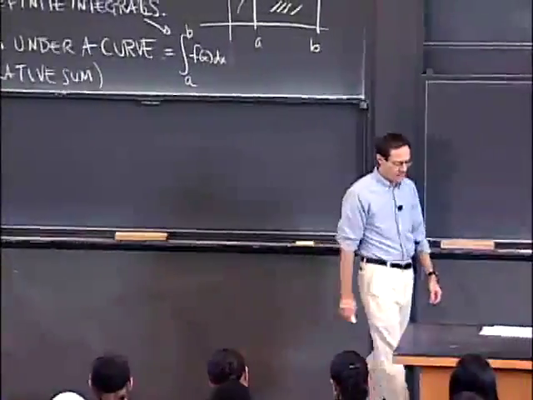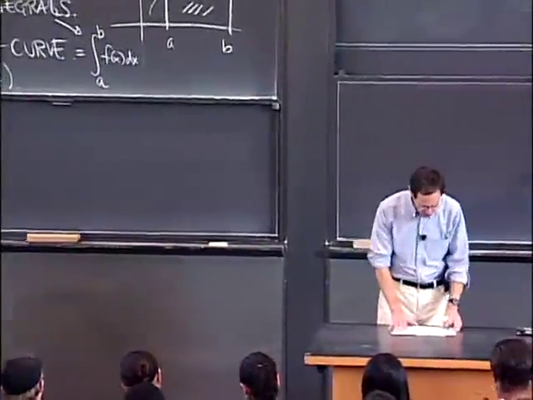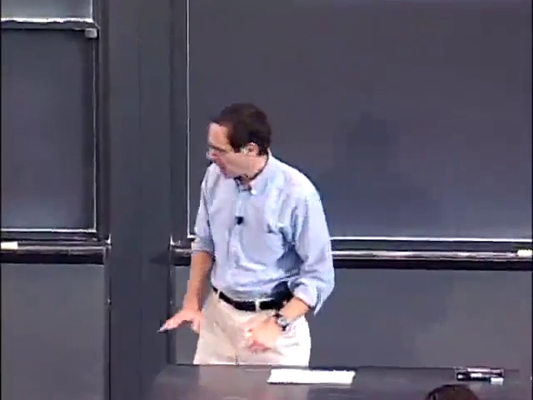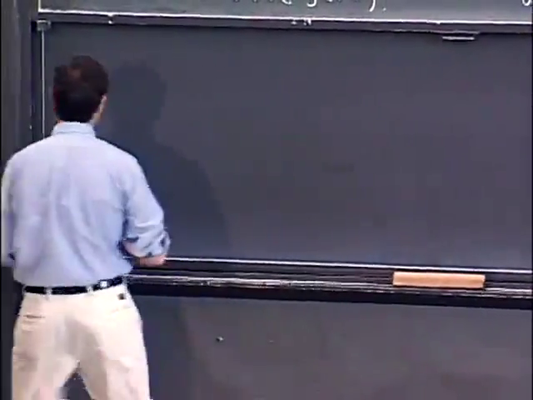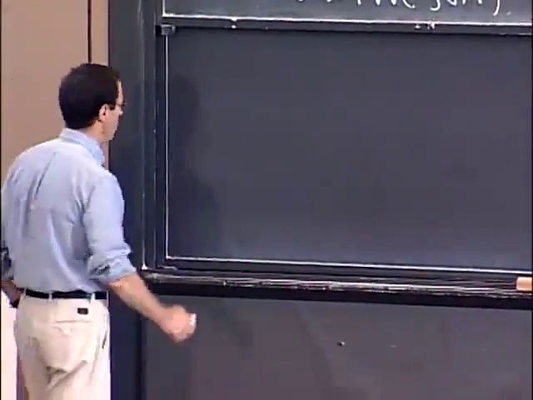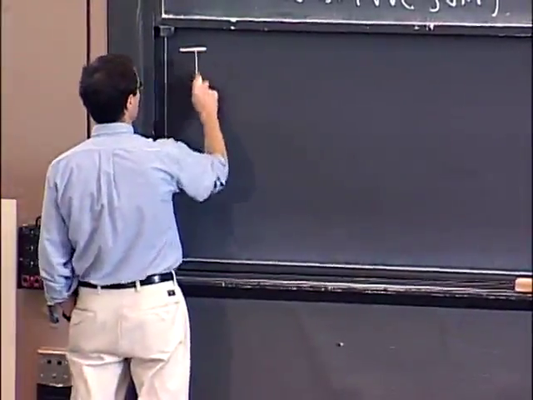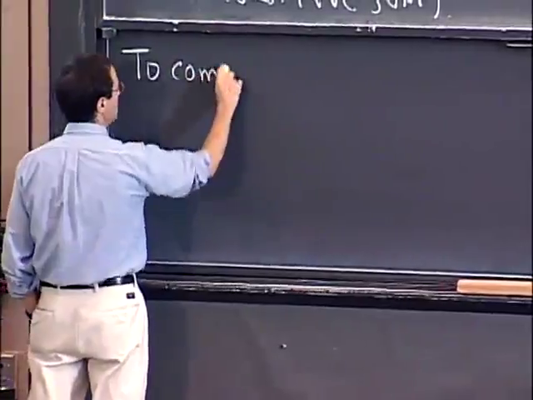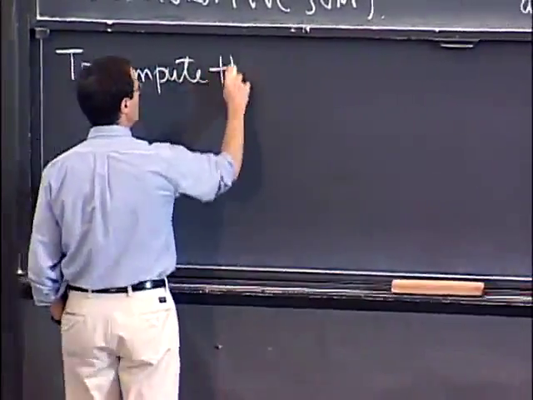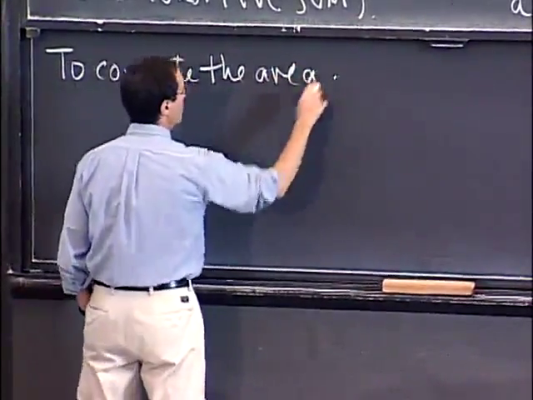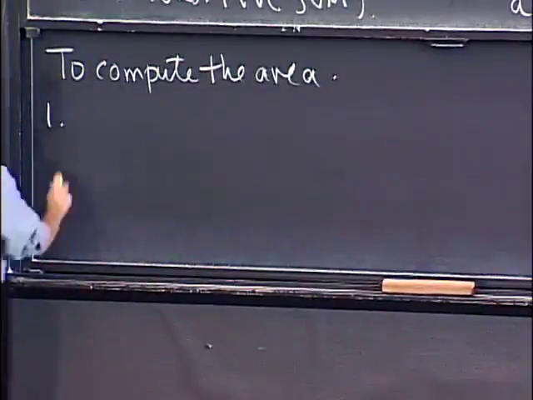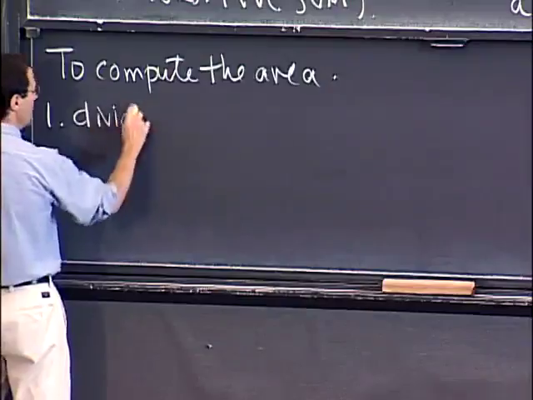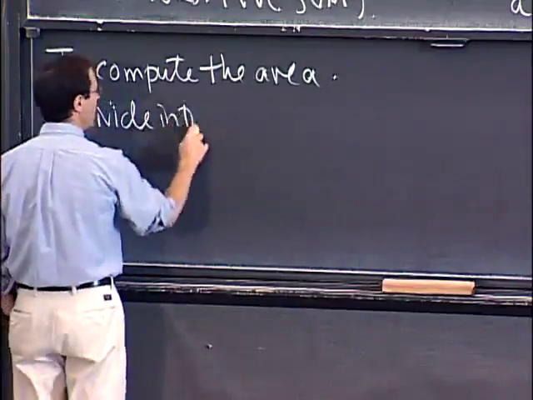Now, in order to understand what to do with this guy, I'm going to just describe very, very abstractly what we do and then carry out one example in detail. So to compute this area, we're going to follow initially 3 steps. First of all, we're going to divide into rectangles.